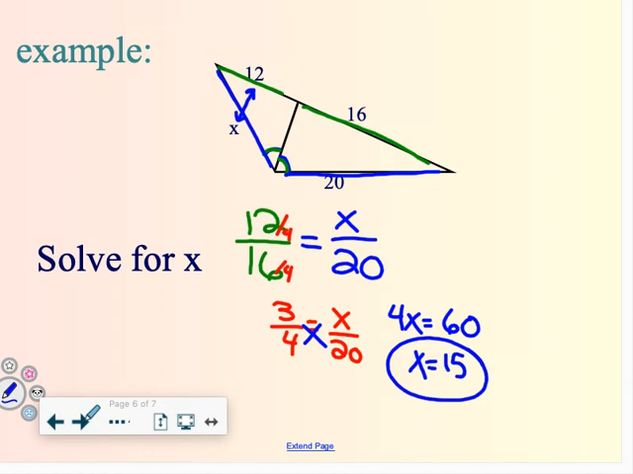And if we double checked, if we were to plug in 15 right there, is it going to be the same as 3/4? 15 over 20 is the same as 3 over 4. So that is it for today's short lesson, talking about proportions in triangles.